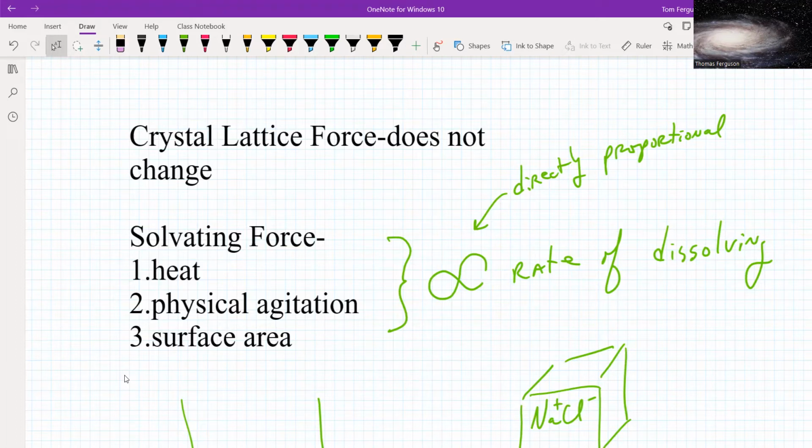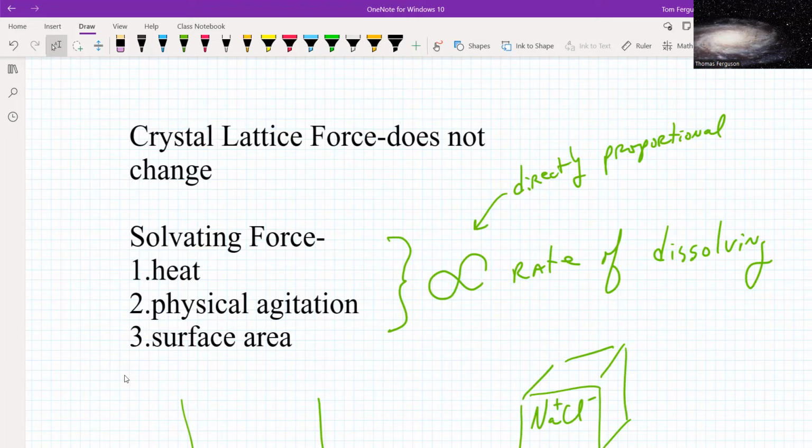When we put salt in water and it dissolves, which is greater, crystal lattice force or solvating force? Got the idea? Putting salt in water and the salt dissolves, which is greater, the solvating force or the crystal lattice force? Solvating, right, because it dissolves. Solvating means it tears it apart.